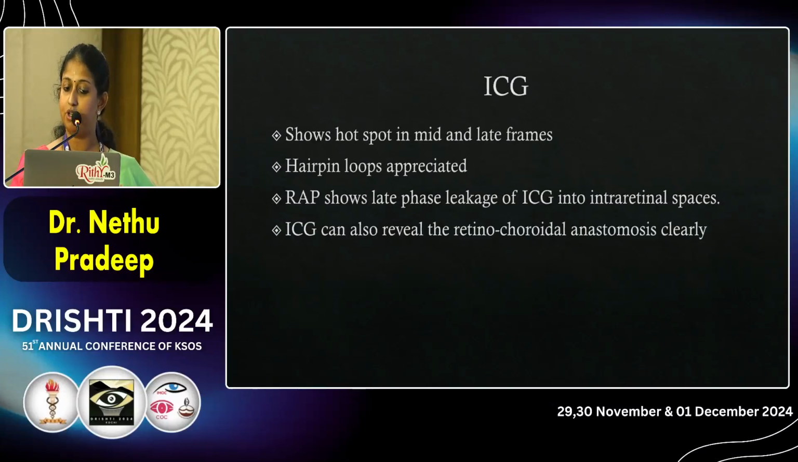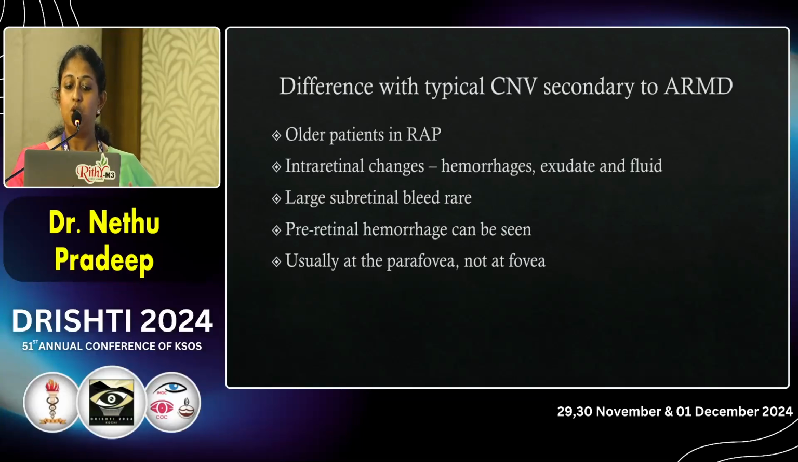ICG shows hotspot in mid and late frames. Hairpin loops can also be appreciated, and it can also reveal the retinochoroidal anastomosis clearly. What is the difference between the typical CNVM and RAP?